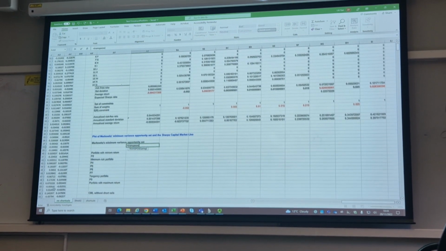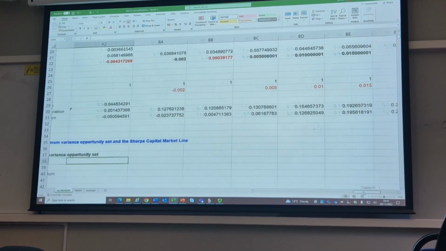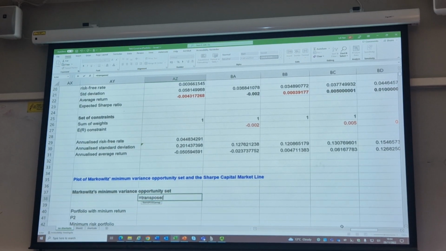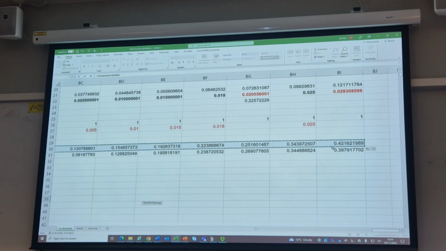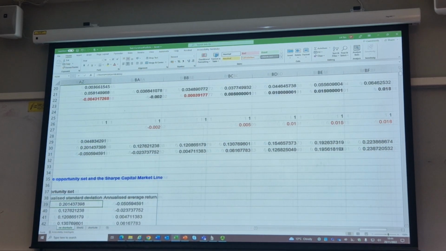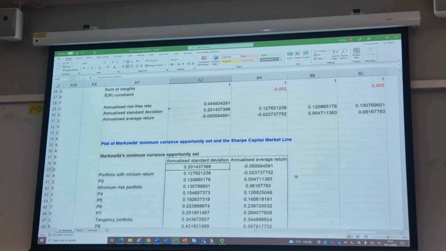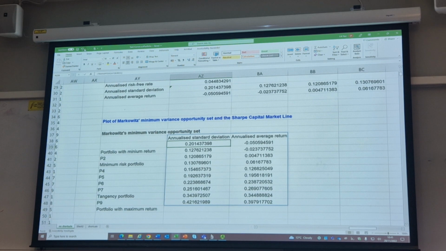Can we see that? We use the transpose function and then highlight these two rows. Enter, and then we get the values in the rows transposed to columns. Okay, I just forgot to highlight.